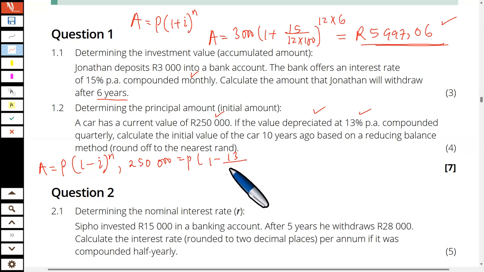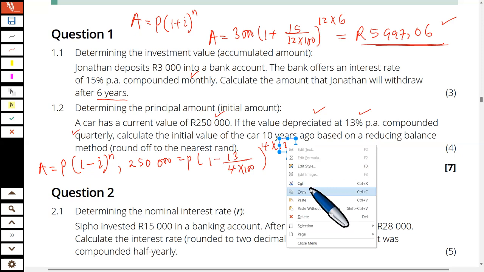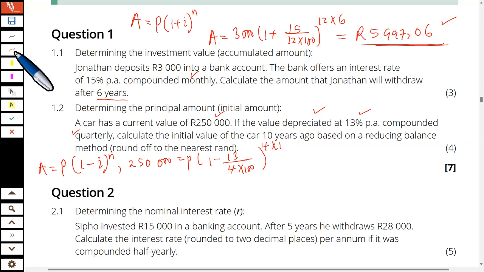Because it's compounded quarterly, a quarter is a period of 3 months, and there are 4 quarters every year, so 13 over 4 times 100, raised to the power. There are 4 quarters every year, and that is multiplied by 10 because it is exactly 10 years.